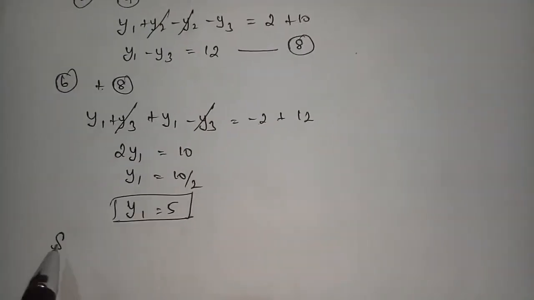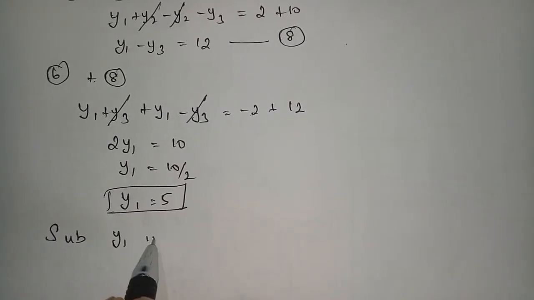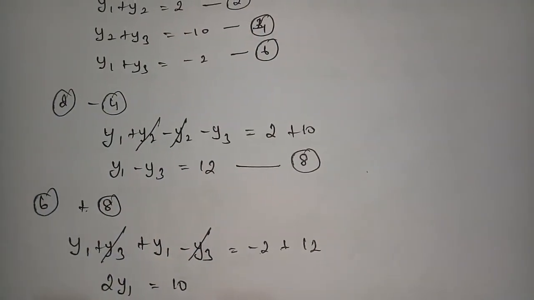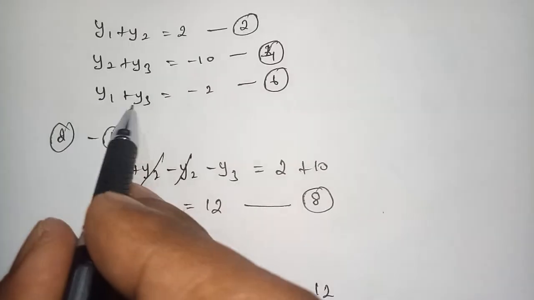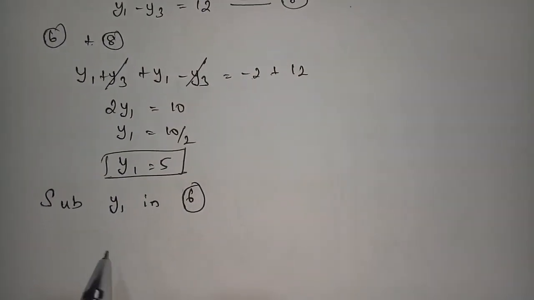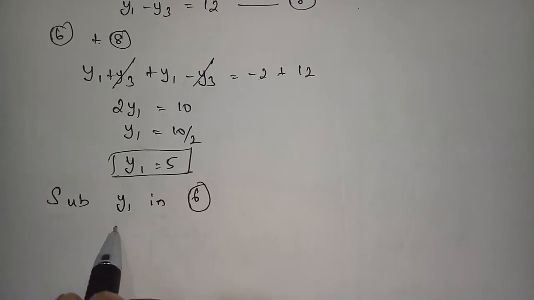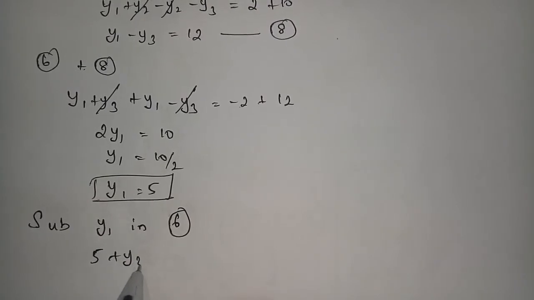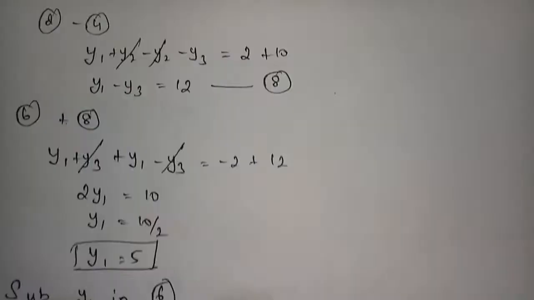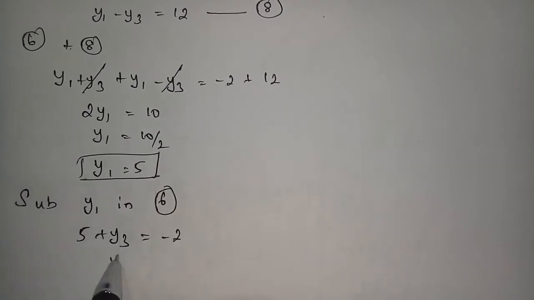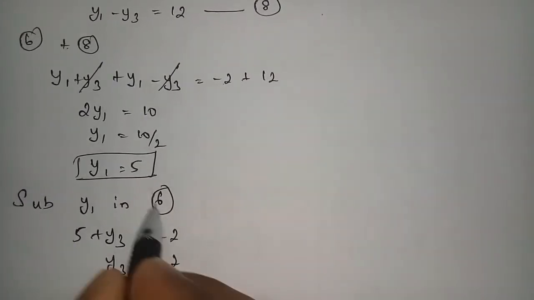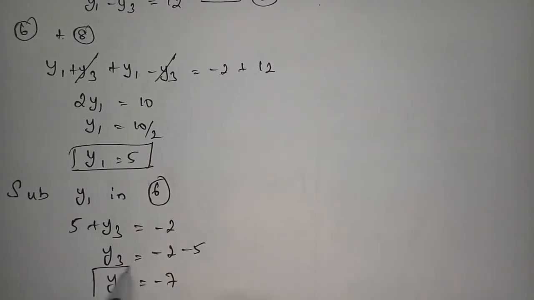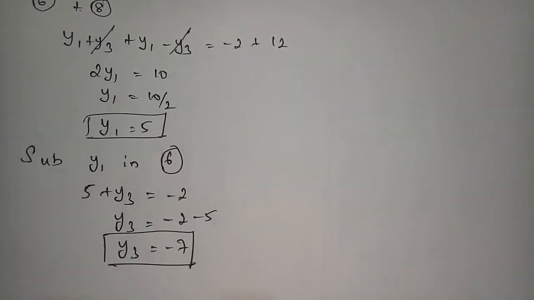Now substitute this y1 in any one of the equations. Which equation will we substitute in? The sixth equation. That is our wish. So y1 plus y3 equal to minus 2. y1, that is 5, plus y3, that is equal to how much? Minus 2. So y3 is equal to minus 2. This 5 comes here, minus 5. So y3 is equal to minus 7.